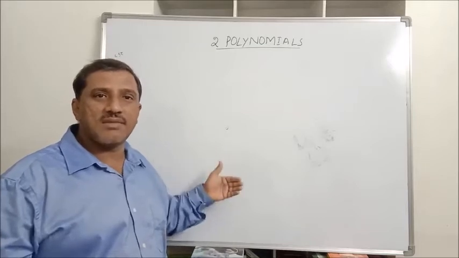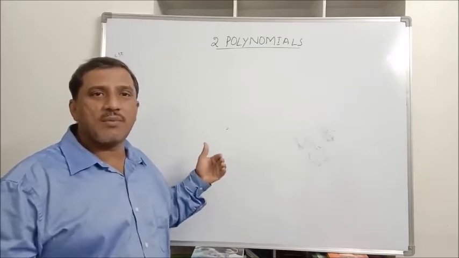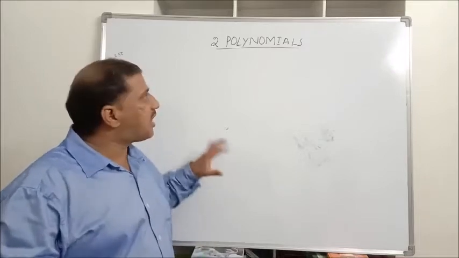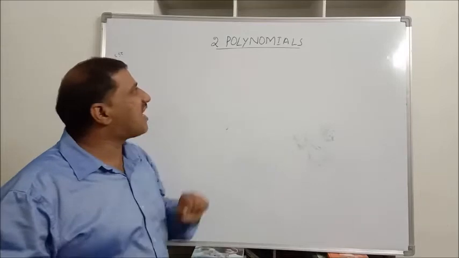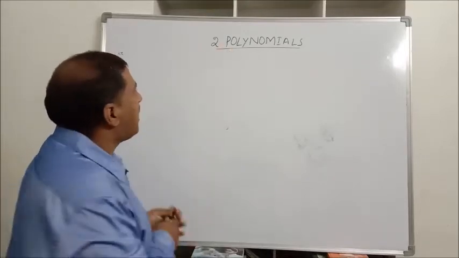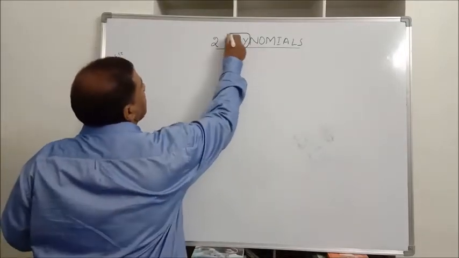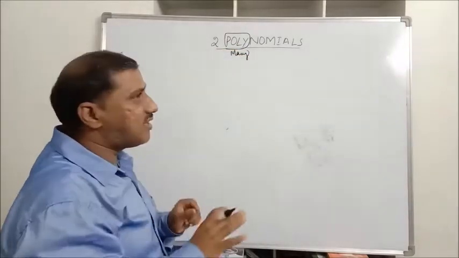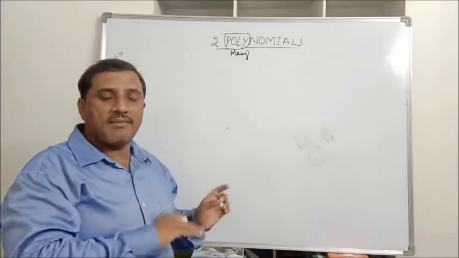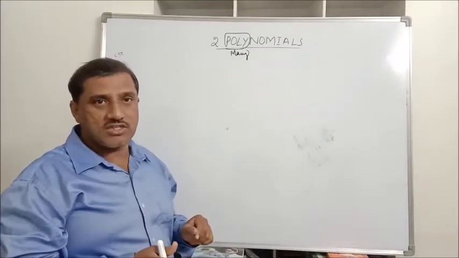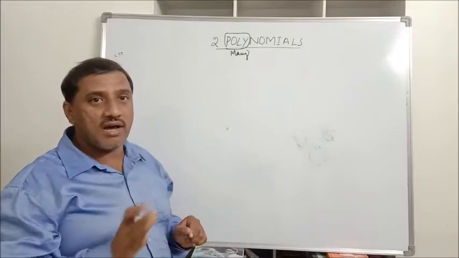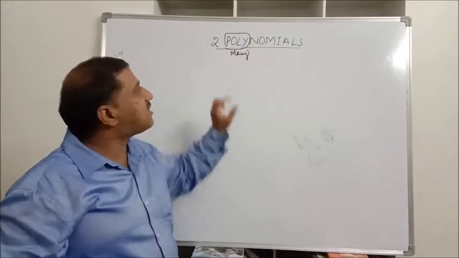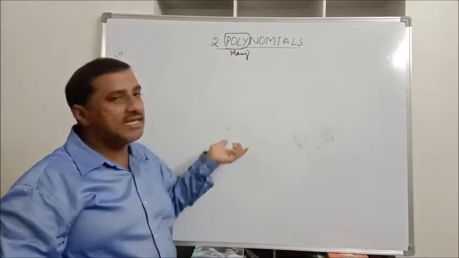Geometrical meaning is nothing but the number of zeros of a cubic, quadratic or linear polynomial. Now in detail we will discuss what a polynomial is. The word poly means many. You have come across this word in chemistry, polymers, and in geometry, polygons, and here it is polynomials. Poly means many, nomials means terms generally.